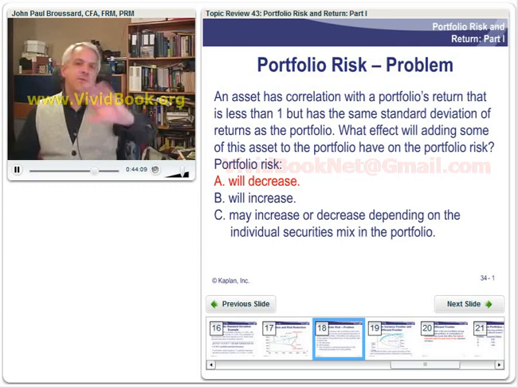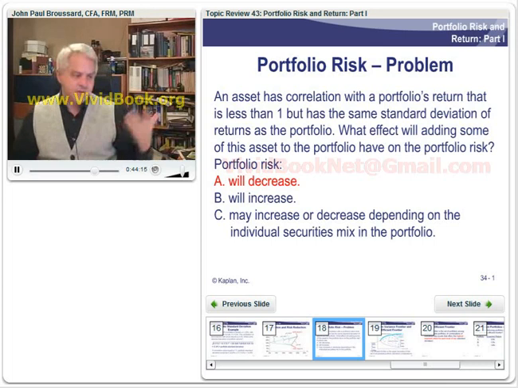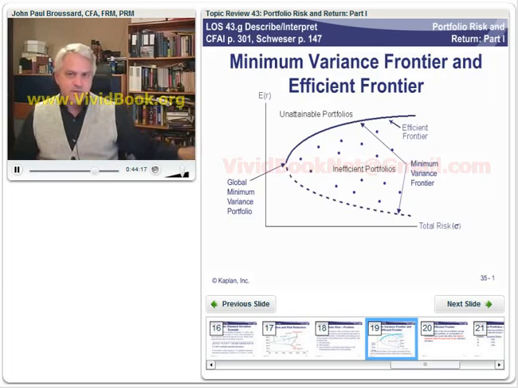And we're not even paying any attention to what's going to happen to the return. We're not paying any attention to the returns. We're just focusing right now on the risk. And that is the beauty of diversification.